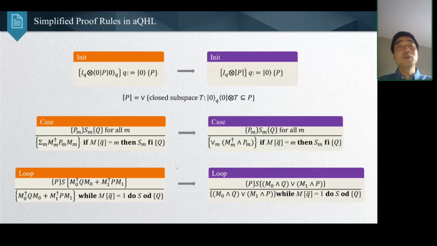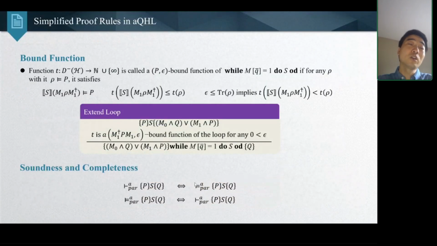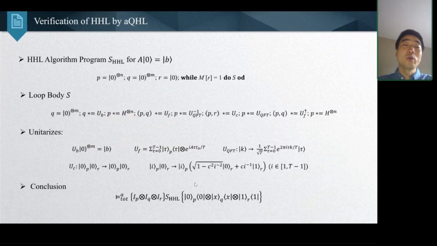So comparably, we have much simplified rules, because you can see here from the left-hand side, we come from the summation of M dagger P M, we went to the Boolean operators, the measurement and the projections. Okay. And we can also use the bound function. So for this applied quantum Hoare logic, we also have soundness and completeness. So we can use this to verify HHL.